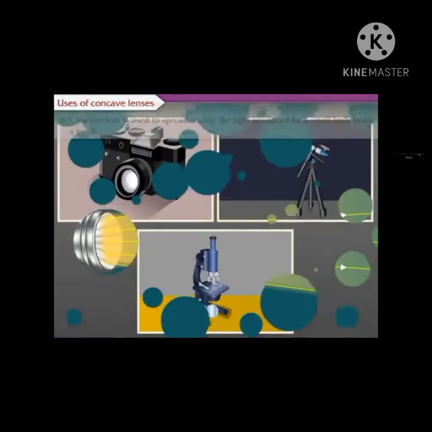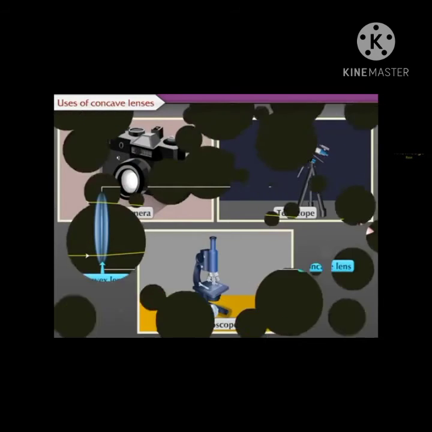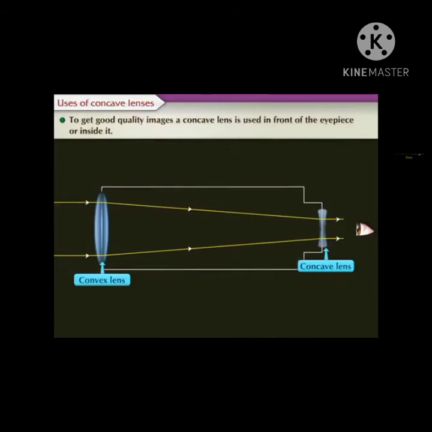Instruments like camera, telescope, microscope mainly use concave lenses. To get good quality images, a concave lens is used in front of the eyepiece or inside it.